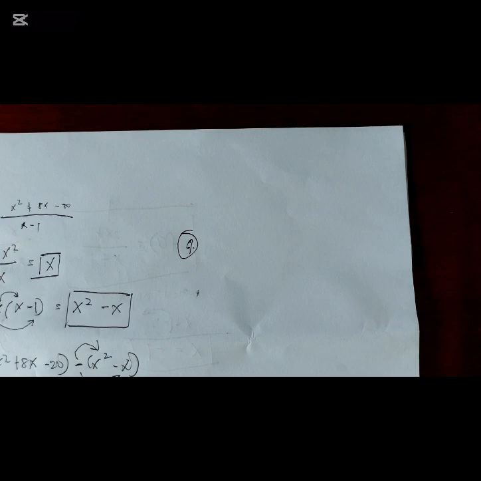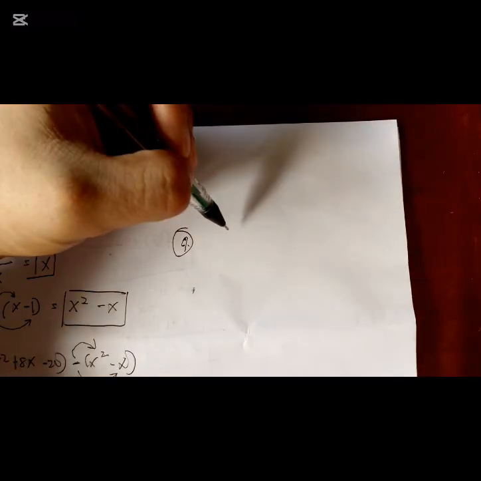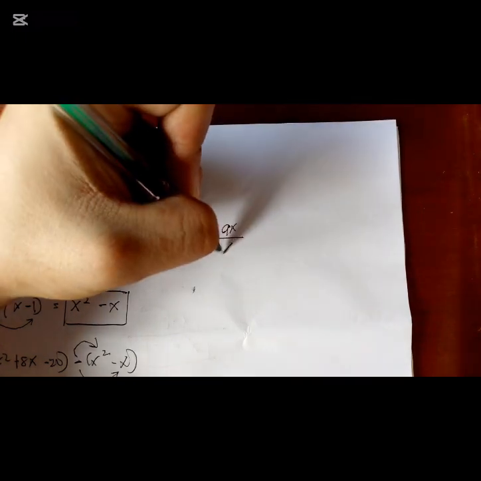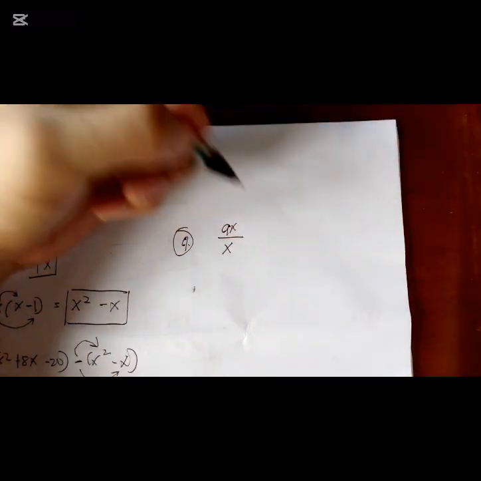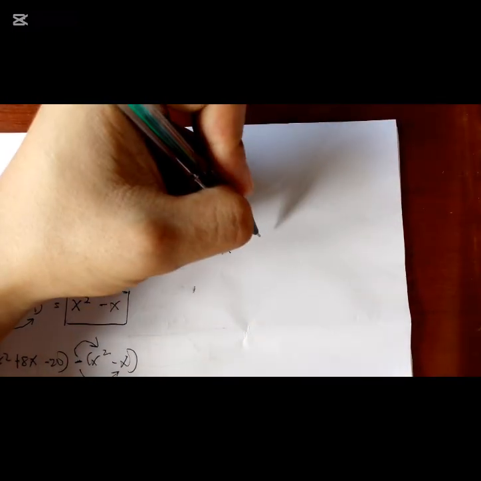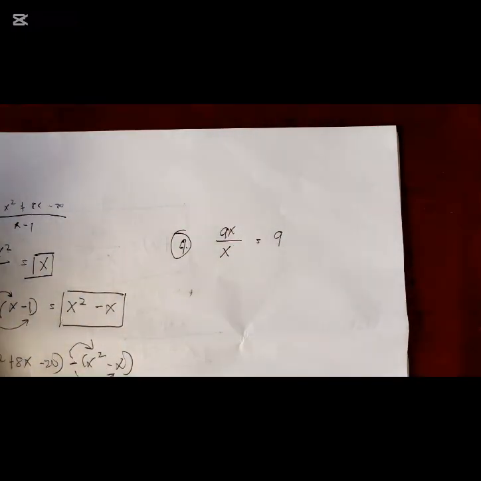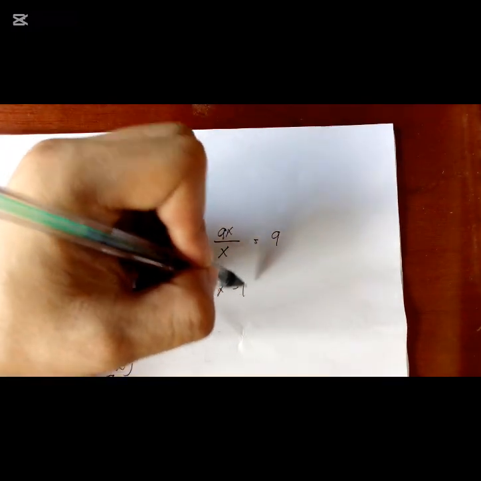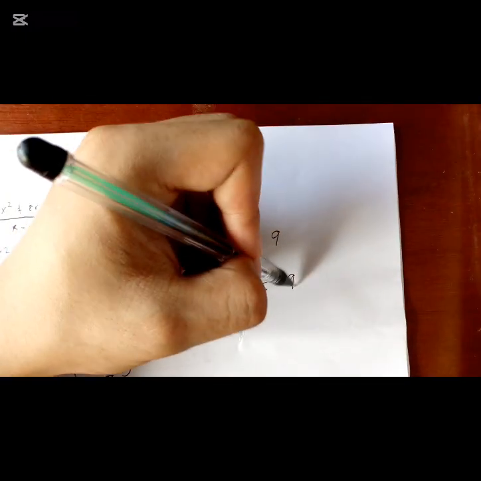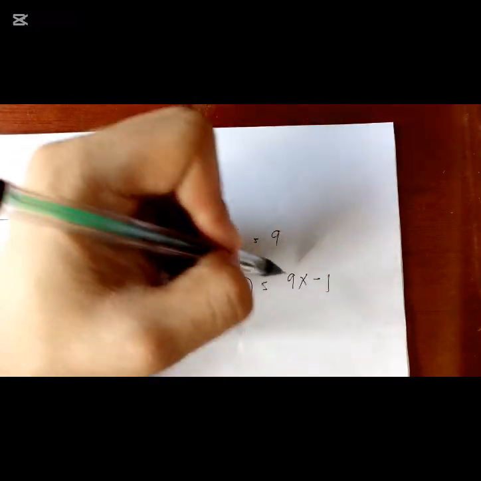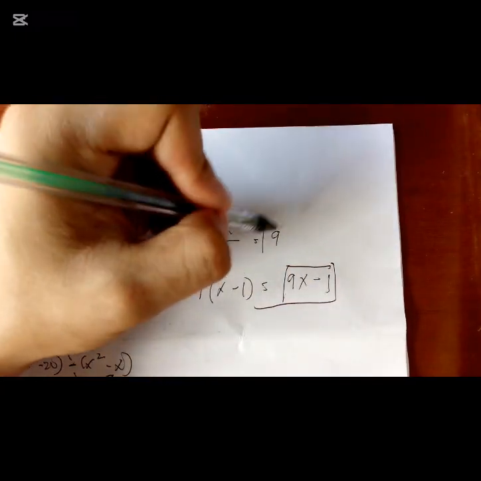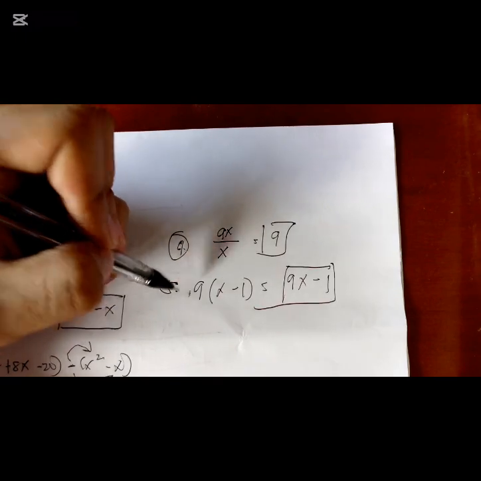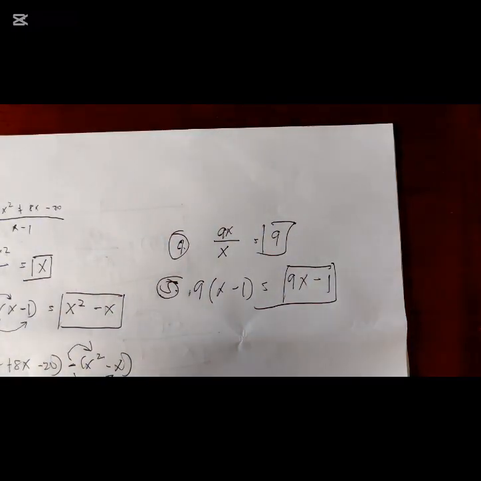Repeat the process with the new polynomial. So let's just repeat. The leading term is 9x over x, because the leading term of the denominator is x. So that equals 9, because 9x over x equals 9. And then multiply again the denominator: 9 times x minus 1 equals 9x minus 9. It's equation 5.